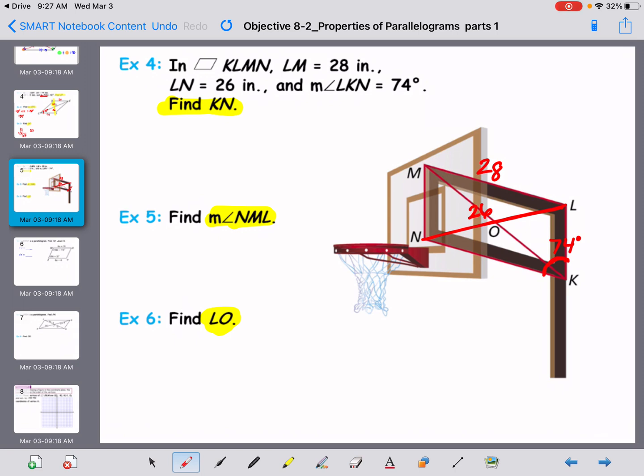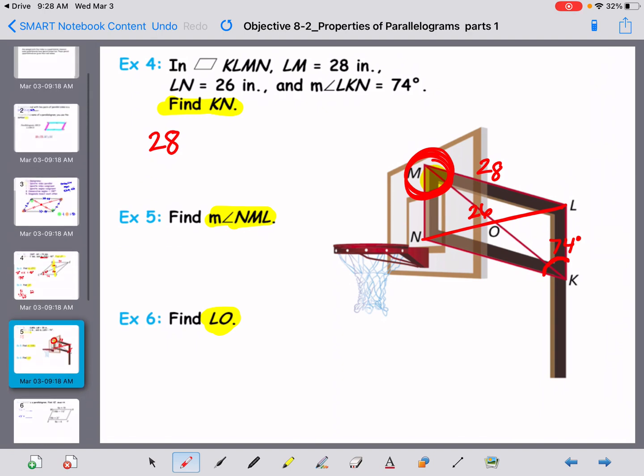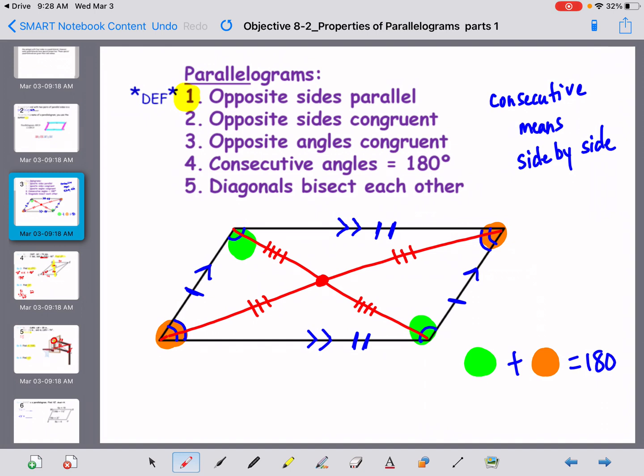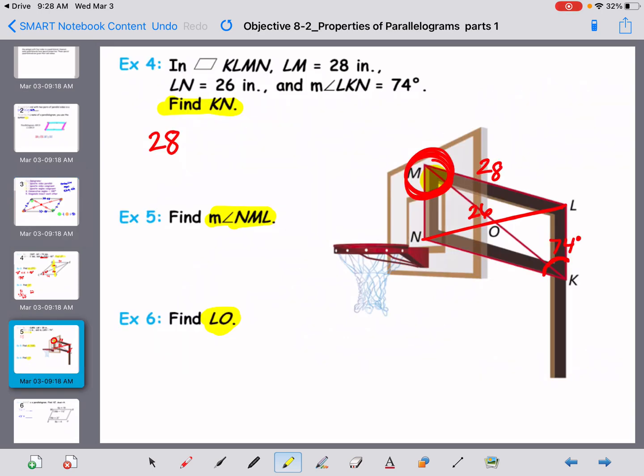So first of all, KN. KN is opposite the side LM, so KN is also going to be 28. And that was easy enough. The measure of NML, that would be this angle right here. That angle is across or opposite the 74-degree angle. And let's see, I think I had a rule about that, so let's go see. Opposite angles are congruent. That's my third rule right here. Opposite angles are congruent. So that means NML would also be 74 degrees.